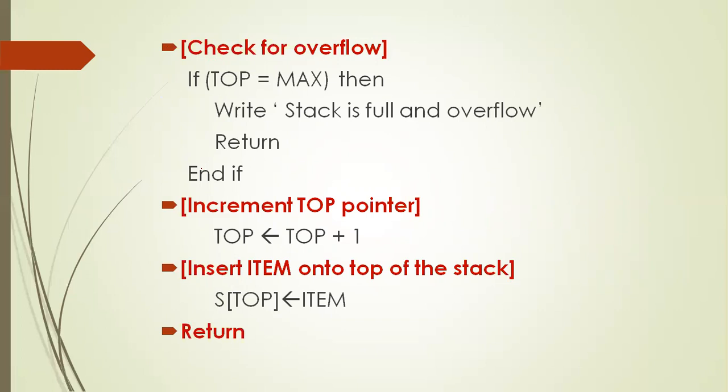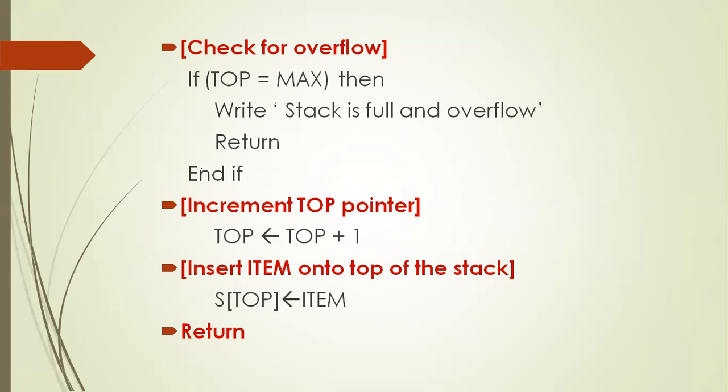Then you take another item called 20 and put it in the second place. Top is 2 now. S of 2 means the element 20 is put in the second place of S. Go backward. Now top is 2, max is 5. Overflow is not there. Then top equal to top plus 1. Top becomes 3. Then take another item called 30. Put it in the third place of S.